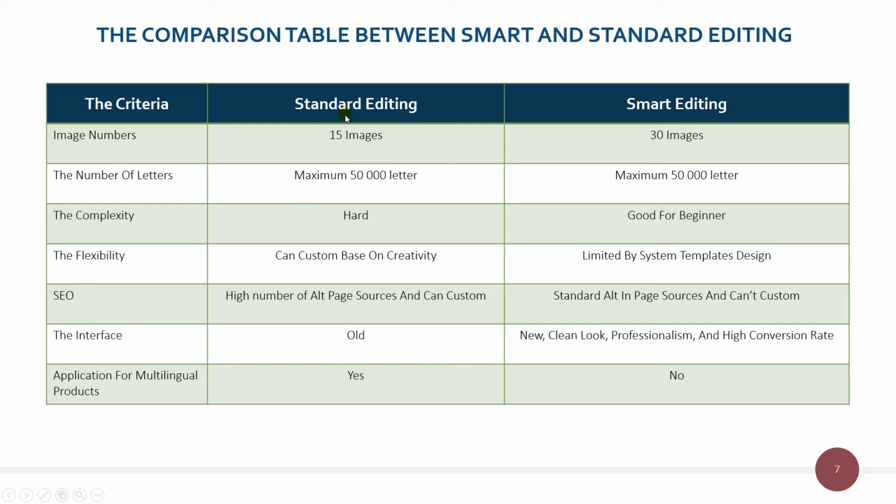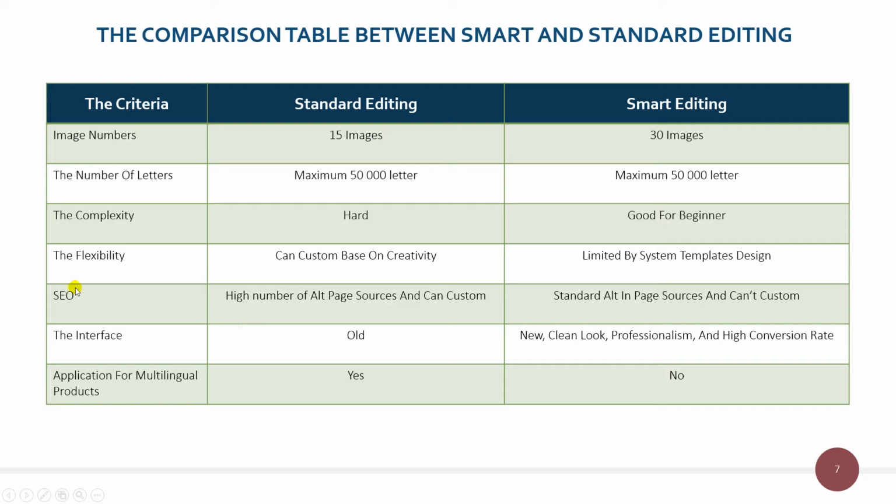For the interface, the standard editing is very old, and this is the first editing type on the Alibaba platform. Later, they created the smart editing type. This is considered the new way, with a clean look, professionalism, and also a high conversion rate. Also, regarding application for multilingual products, with standard editing you can use auto-translate for the product. However, for smart editing, you cannot. So you need to consider this whenever you want to target your potential customers in a specific area or specific regions.